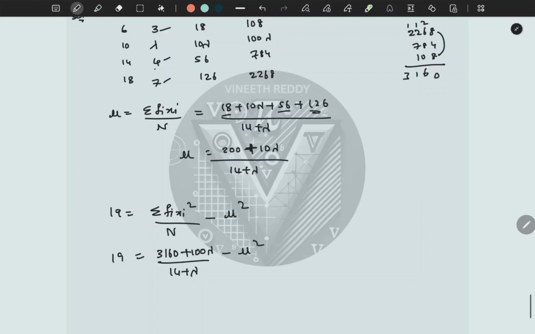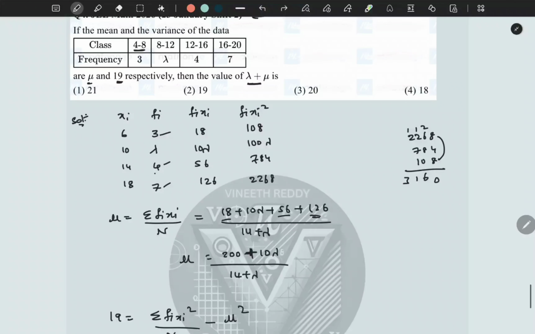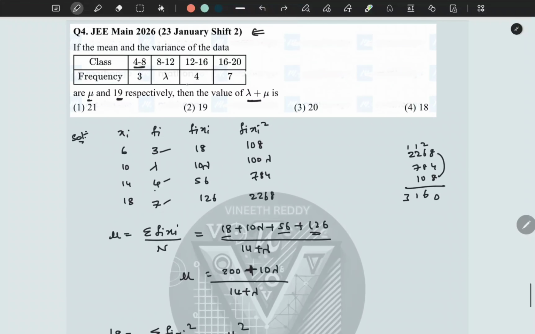Now the thing is, dear students, if I try to replace mu here, the calculation becomes very lengthy. So what will we do is, see, let us go do reverse engineering. Lambda is a frequency, that means lambda should be an integer, that too positive integer. If lambda is an integer and see the final answers, they're also integers, that means mu also should be a positive integer. That means both lambda and mu belong to positive integers.